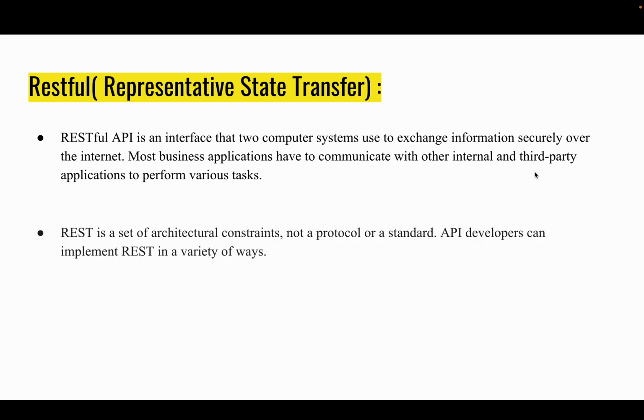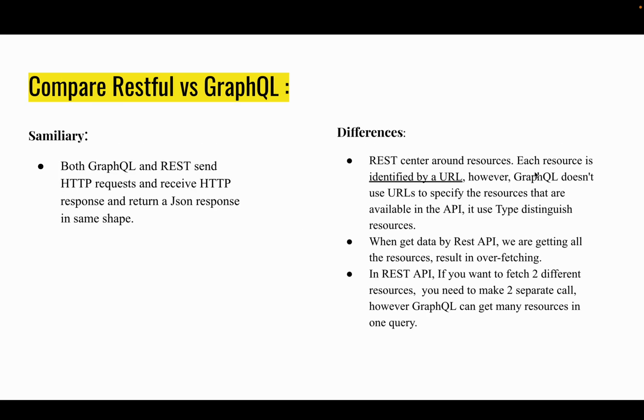A RESTful API is the interface that two computer systems use to exchange information securely over the internet. Most business applications have to communicate with other internal and third-party applications to perform various tasks. And REST is an architectural constraint. It's not a protocol or standard. API developers can implement REST in various ways. So what are the disadvantages and advantages of REST and GraphQL? Why are we choosing GraphQL?